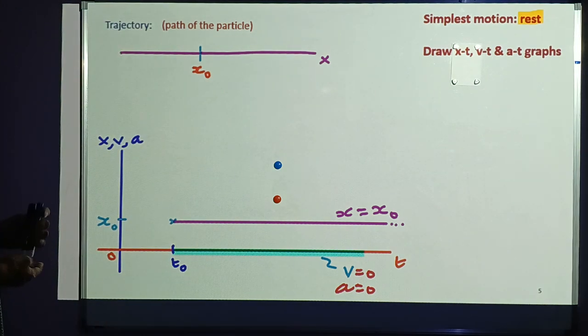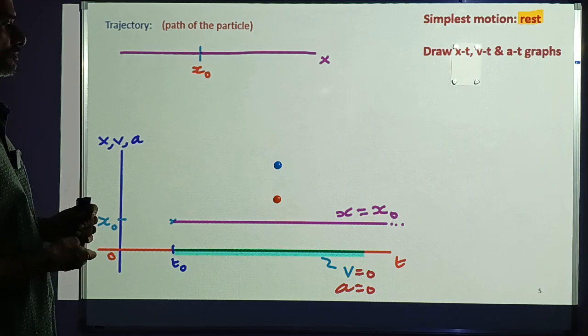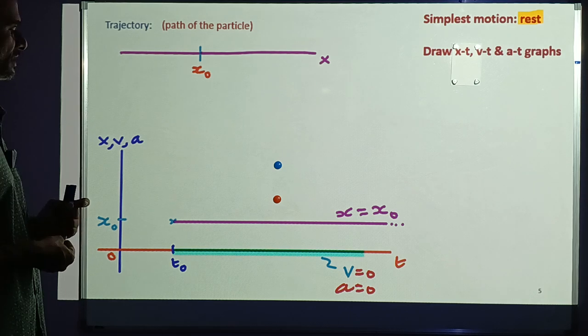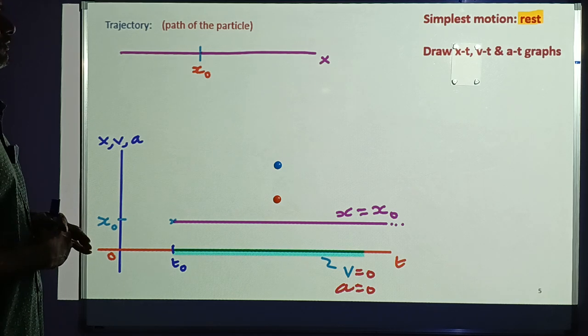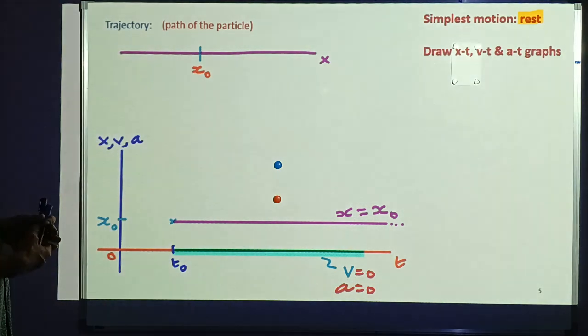Velocity is 0 because the position is not changing. Velocity is how fast the displacement is changing with time. Since it's not changing, velocity is 0. Acceleration is how fast the velocity is changing. Since velocity is not changing, acceleration is also 0. So for this motion, the xt, vt and at curves are like this.